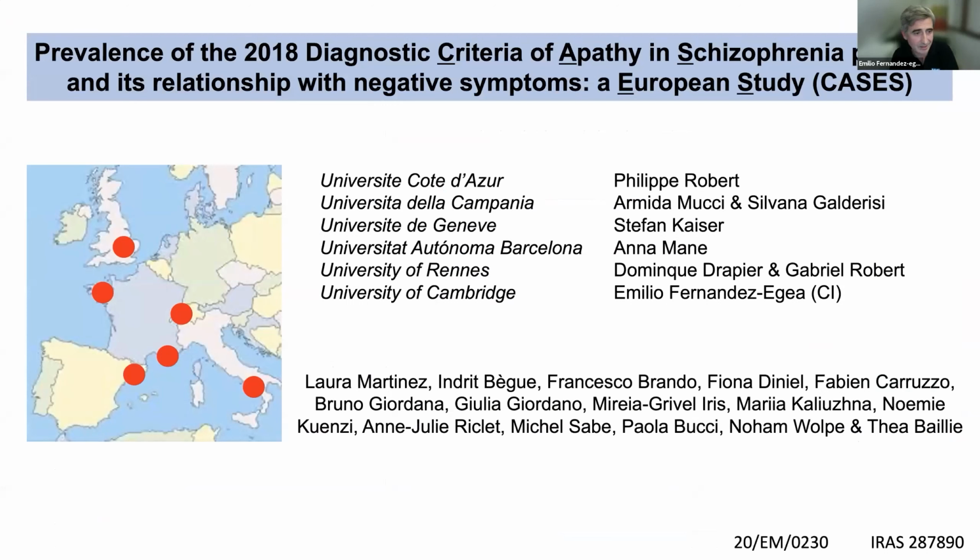So we had a chat a couple of years ago, and I set up a network of how to use this criteria of apathy in people with schizophrenia. And we set up these 6 sites in Europe that are doing this study, the cases study, led by Philippe Robert, but also a lot of people that I know that are interested particularly in negative symptoms, like Armida Mucci and Silvana Galderisi in Naples, or Stefan Kaiser in Geneva, or Anna Mané in Barcelona. I'm also always interested in doing studies with the south of Europe because that's a good way to visit them later on, but that hasn't happened so far.